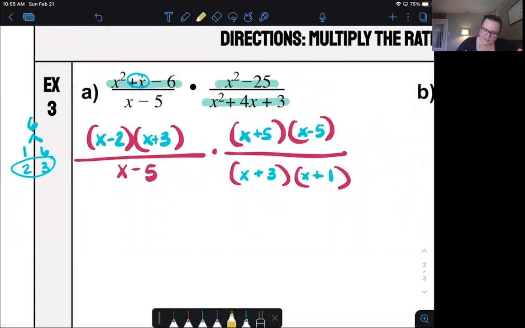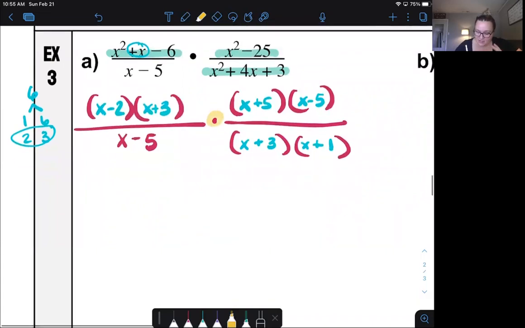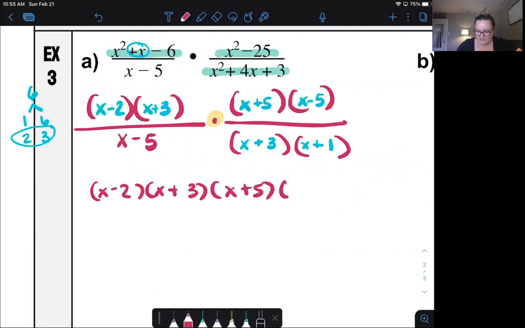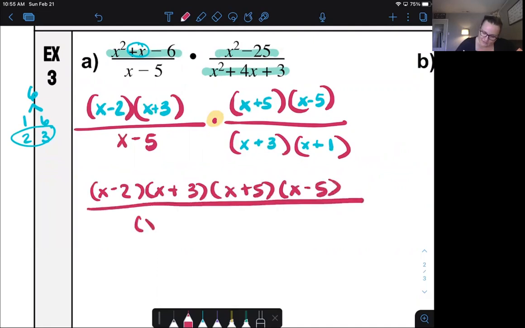So I see an x plus 3 and an x plus 3. Actually, hang on, let me show you real quick why this will work. So we're taking x minus 2 times x plus 3 times x plus 5 times x minus 5, all over x minus 5 times x plus 3 times x plus 1.